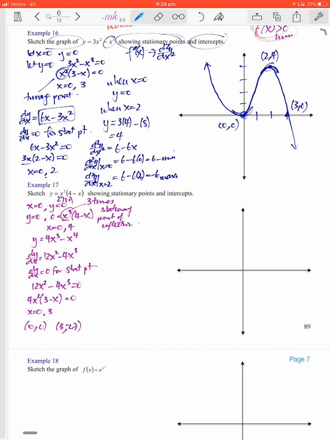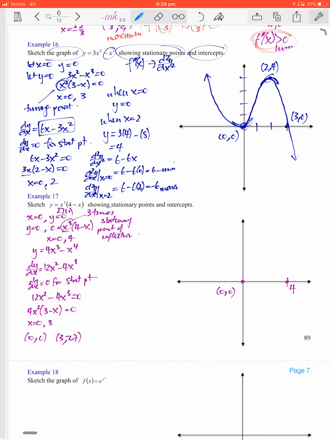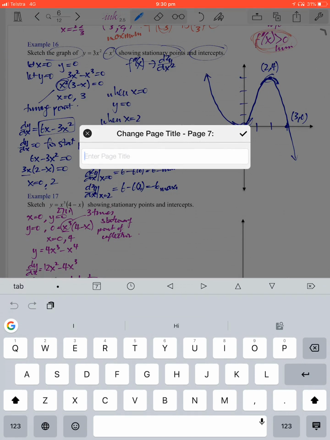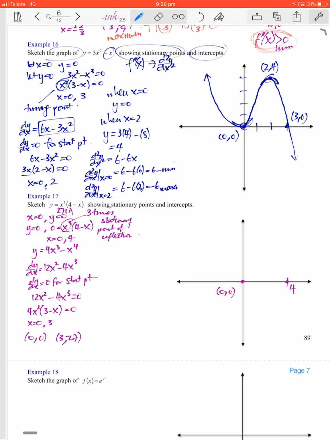Okay, so at the moment, we have got x-intercepts of 4 and 0, and 0, 0. It's a negative x to the 4, so it's going to be going down at the end. Okay, we know that this is a point of inflection, and that's an x-intercept. We also know it goes through 3 and 27. So when we go across to 3, it's got to go through, let's say that's 27. So there's 3, 27.